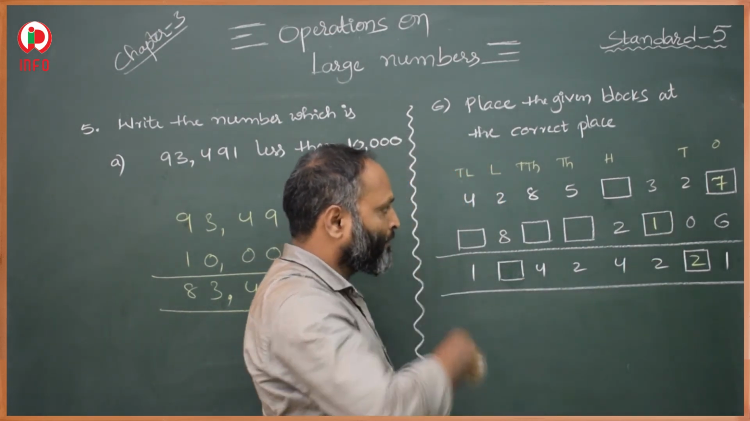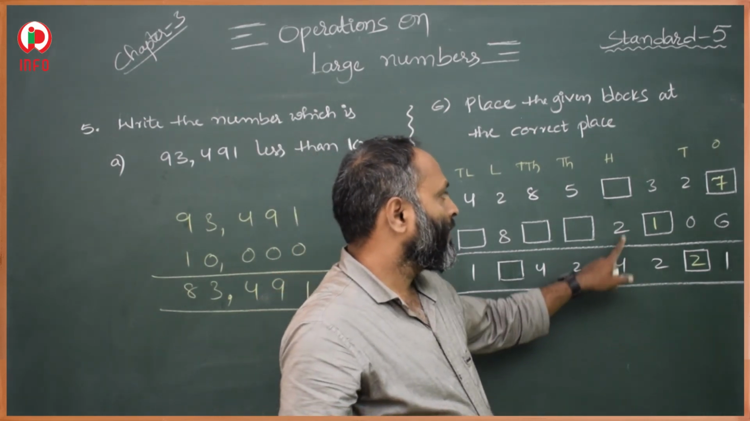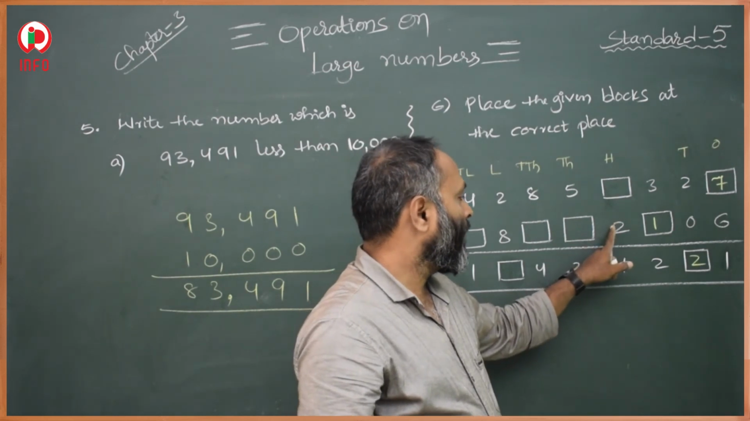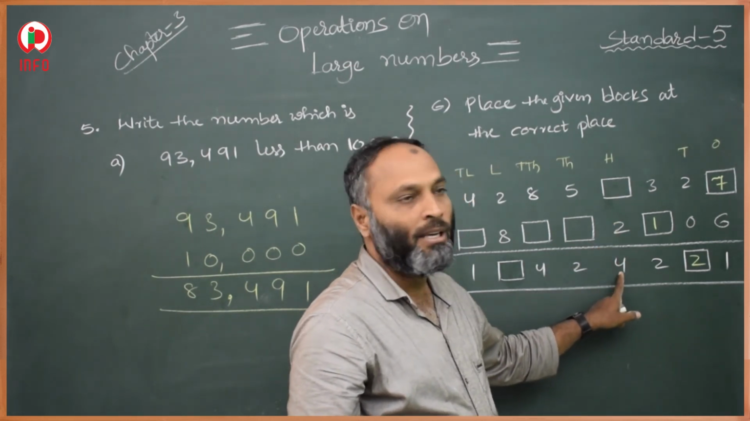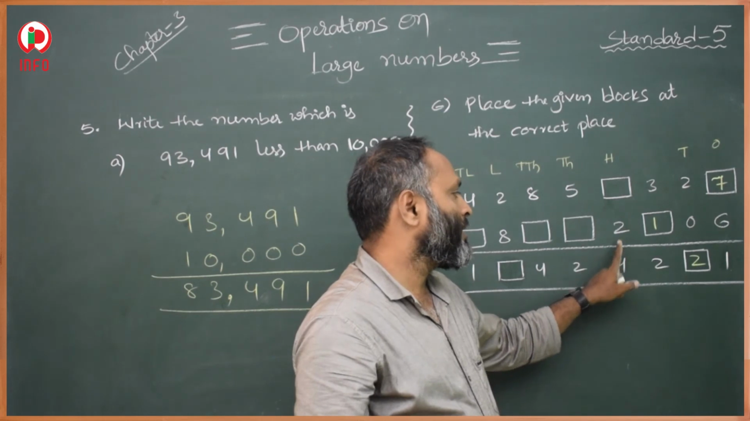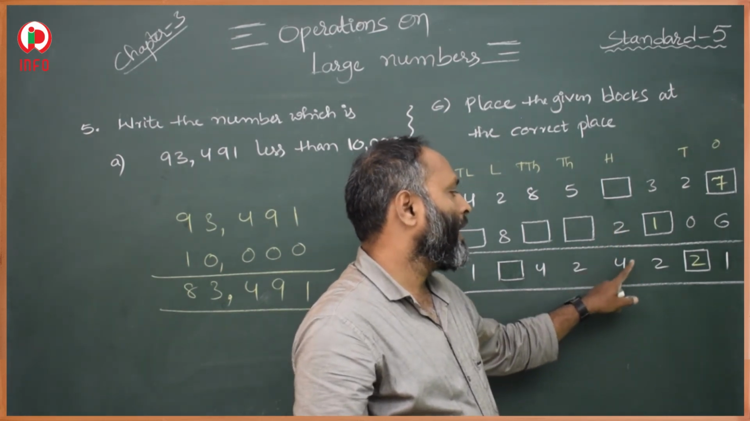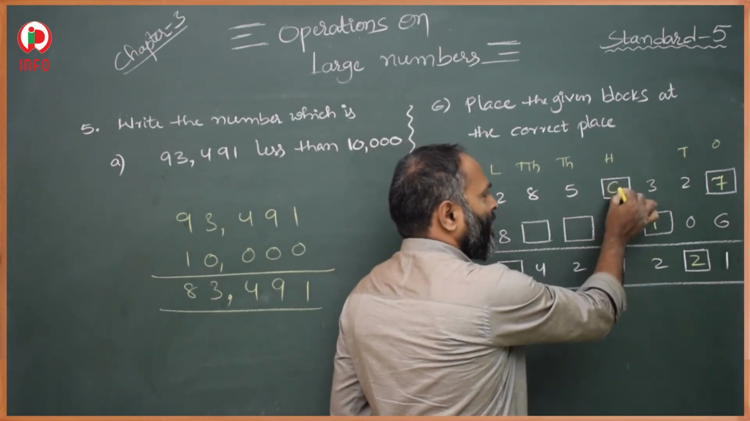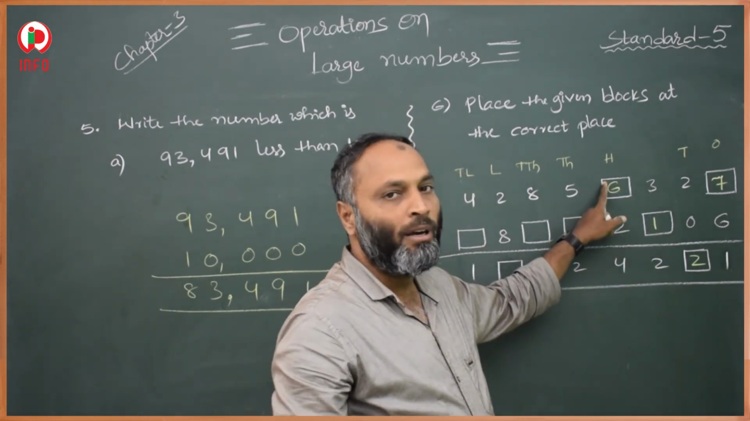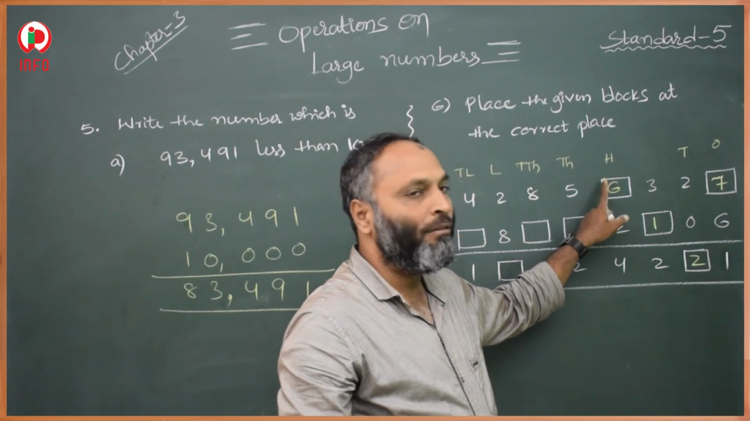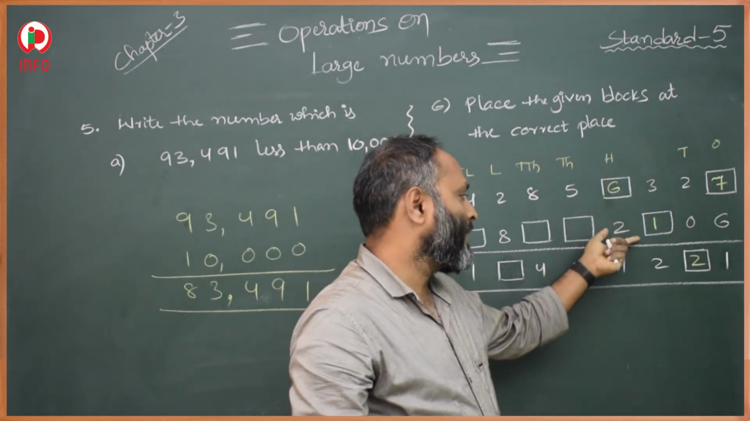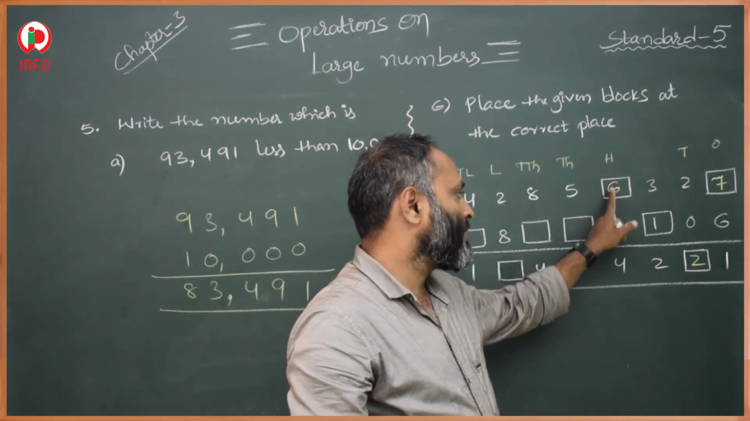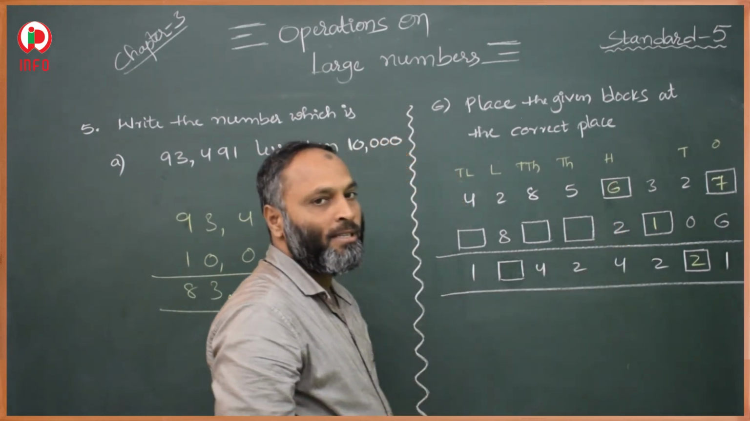And after that, here 2 is there. Here the minuend is not given. How will we get the minuend? If you add subtrahend and difference. Subtrahend is 2 and difference is 4. Add subtrahend and difference, 4 plus 2. 4 plus 2 is 6. Then this is our minuend. 6 minus 2 is 4.